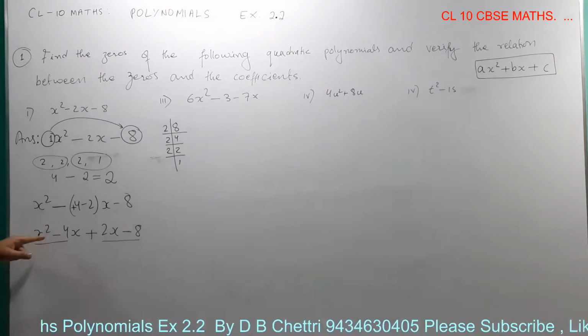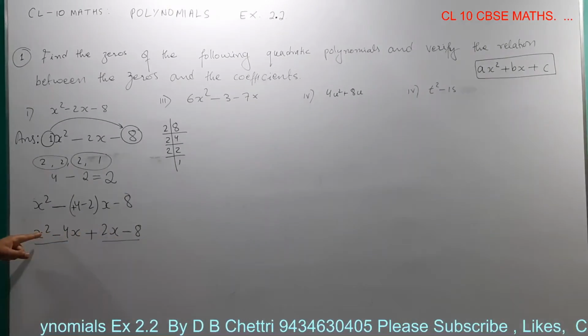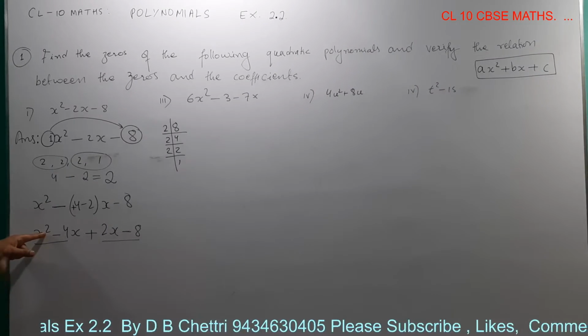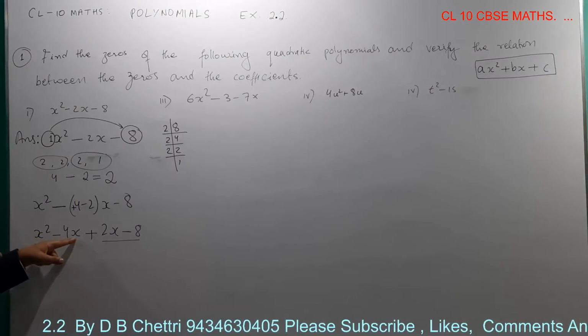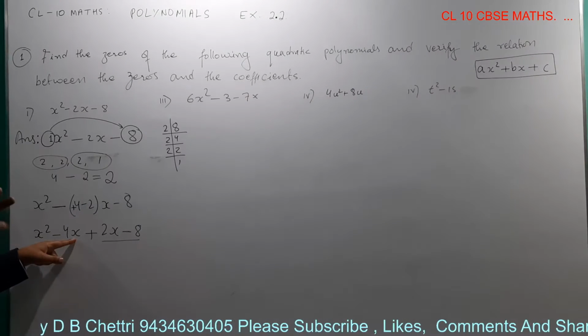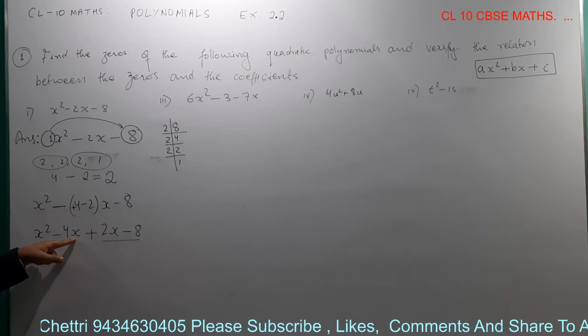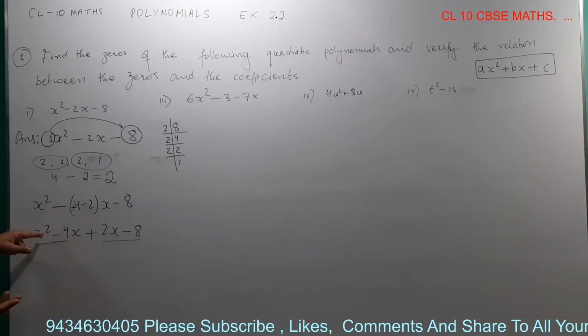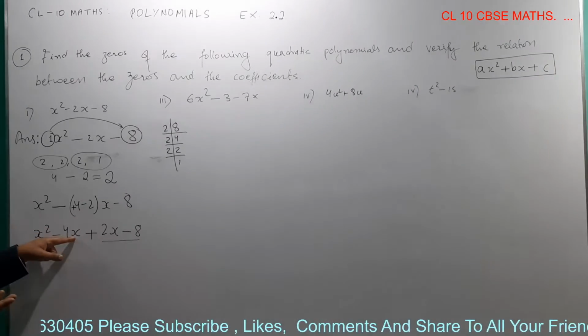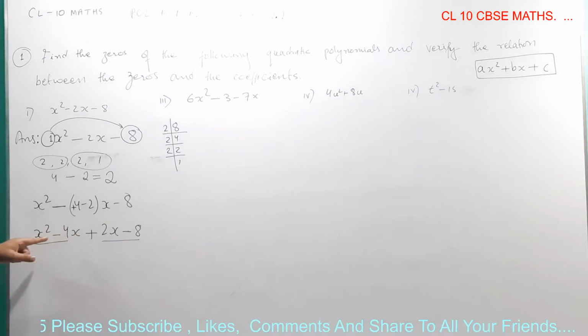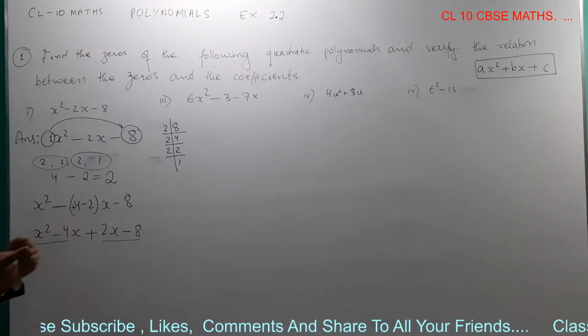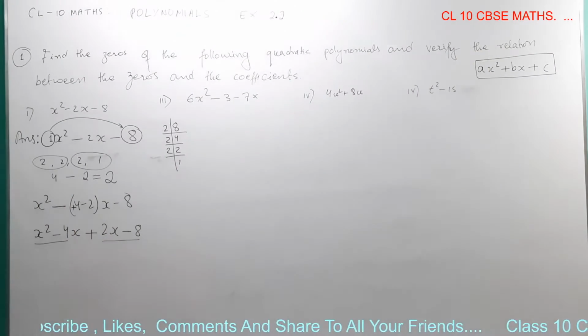x square is there, x is there. That means x square is 2 x's and 1 x is there. Then during taking the common, we'll take the minimum, the least number of the variable, not the highest. x square is there, then the least is x. That means 1 x is common out of this. Taking the same item out of the group is called common factors.